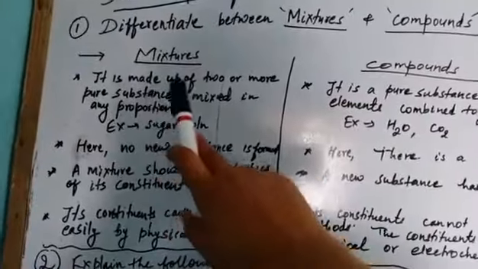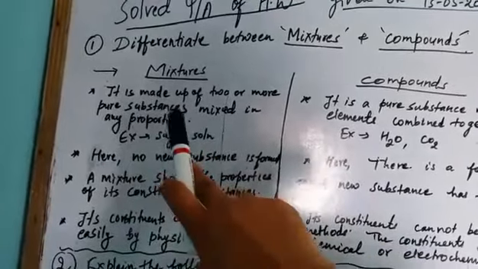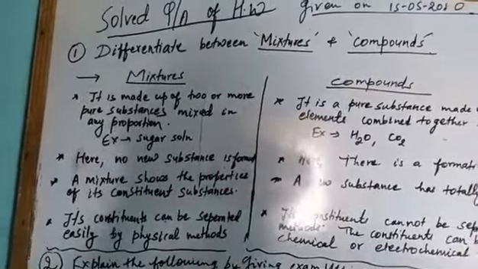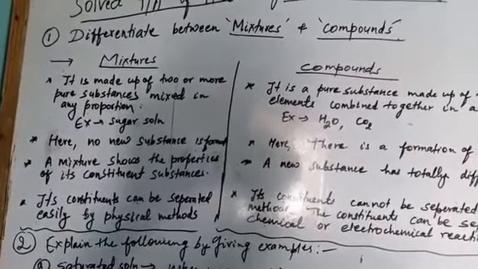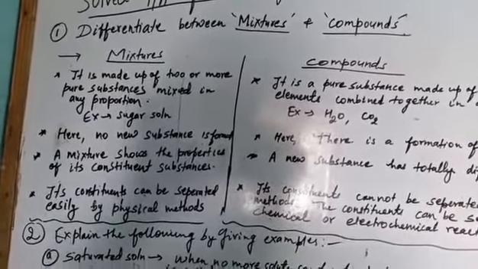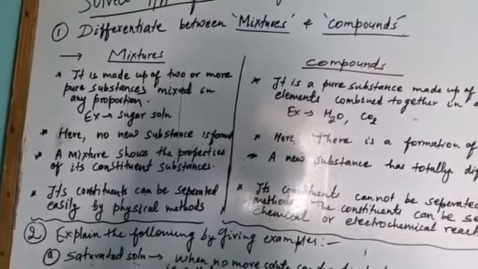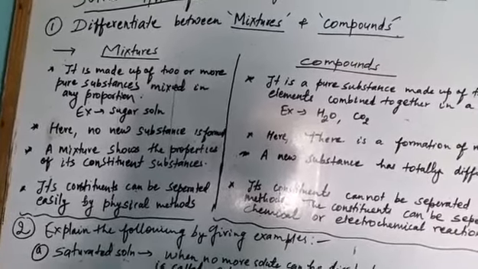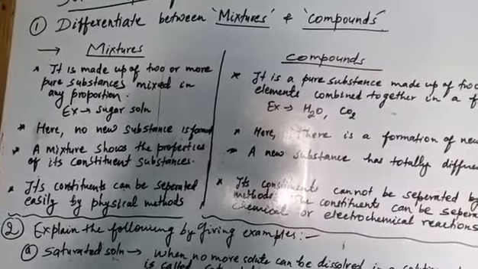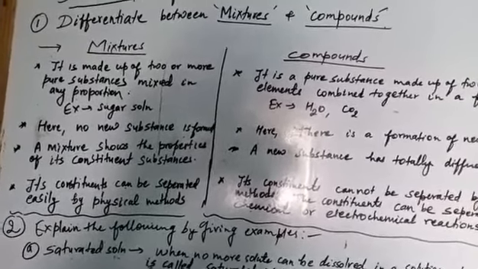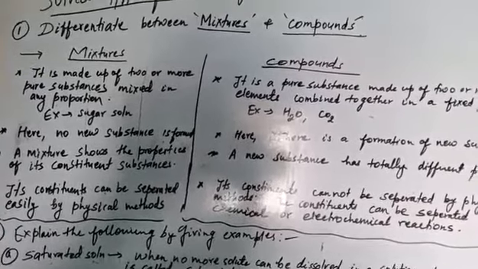First, a mixture is made up of 2 or more pure substances mixed in any proportion. Example, sugar solution and others also. So here in a mixture you have 2 or more pure substances just mixed in any proportion. That is, in a mixture you have different variable proportions of the substances.